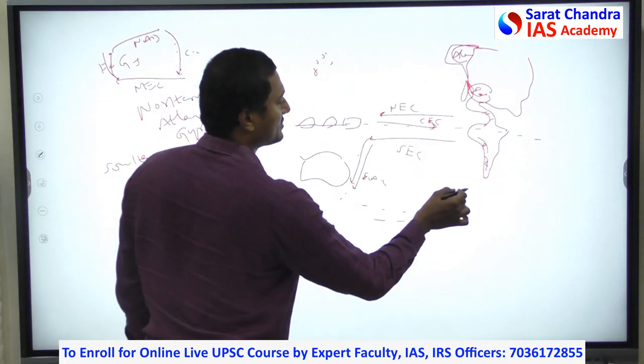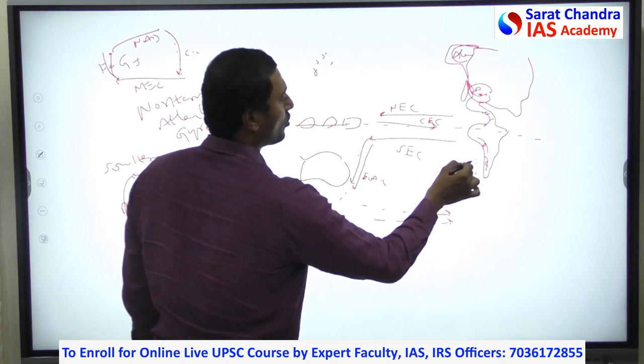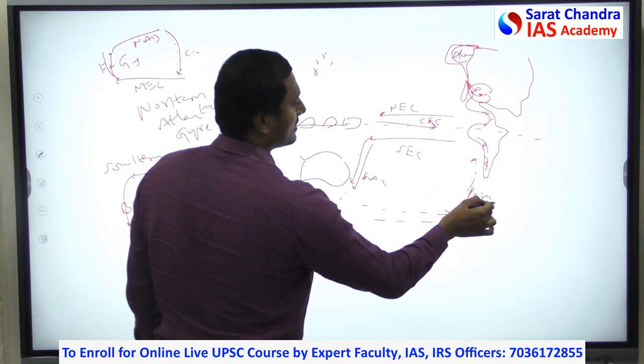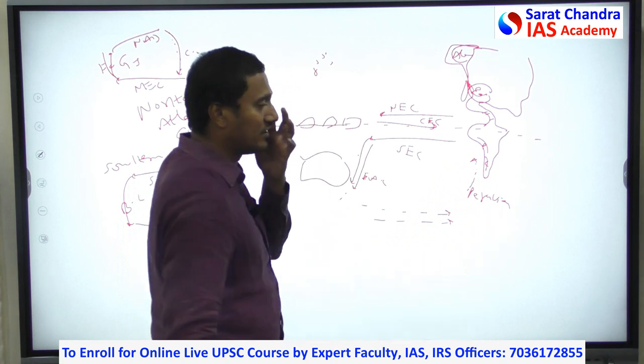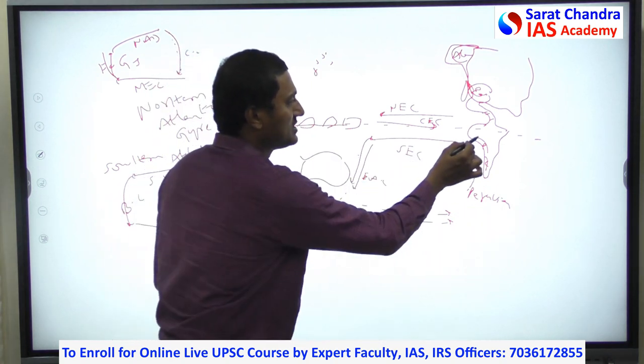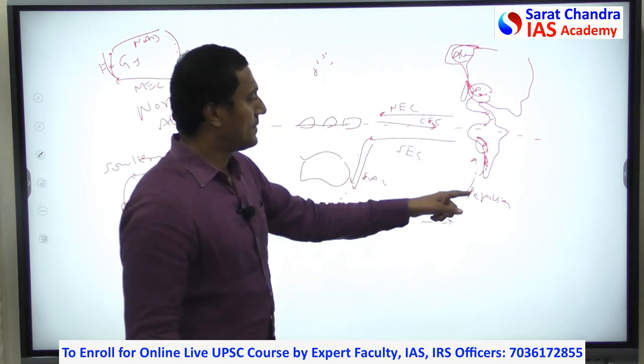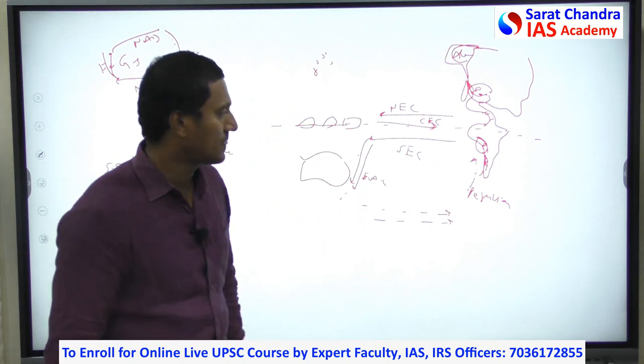Now, here which current is there? Peruvian cold current. Peruvian, because it's going towards Peru. This is Peru, friend. This is Chile. Peruvian cold current. It's a cold current, okay?